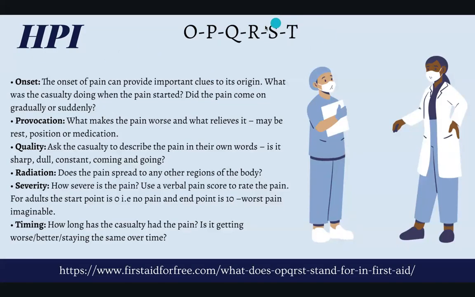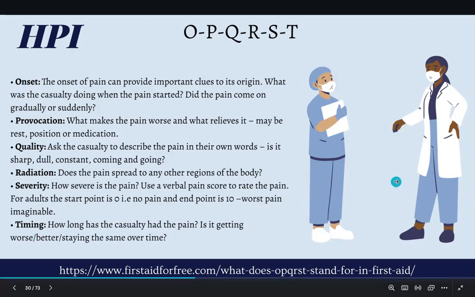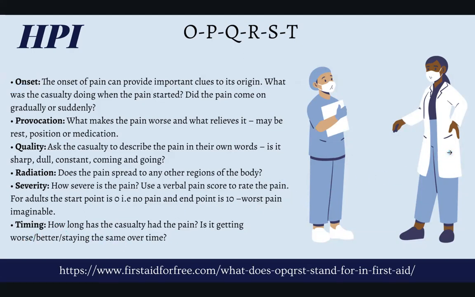All right. So another aspect that we can utilize instead of old carts is OPQRST. Essentially the same aspect. Onset, provocation, what makes it better or worse. Quality, this is where they would describe the pain in their own words. Radiation, does it spread anywhere? And severity, again, from 0 pain to 10 being the worst pain. And then timing wise, is it getting better with time? Is it getting worse with time? Is it unchanged over time?